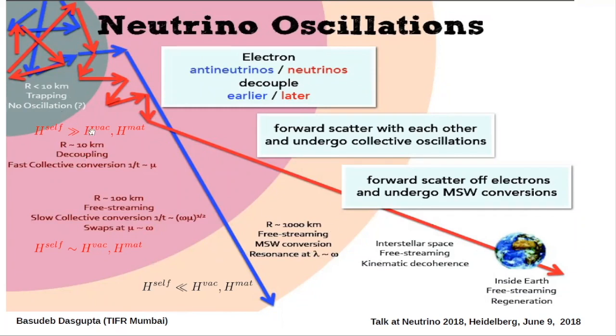So we will be interested in this talk in this regime around R10, which is around 10 kilometers from the core, where basically the self interaction term is very high and fast collective conversion occurs. So this is the region which is our main focus in this talk.